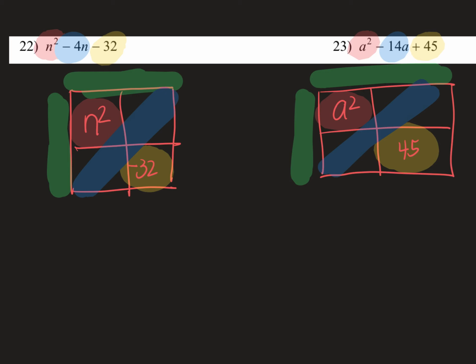And then factors of 32: 1 times 32, 2 times 16, 4 times 8. And when I look at this, I believe these are the two that are going to work, but I've got to get negative. So anyway, let's do the n first. N times n is n squared. What times what gives me a squared? A times a gives me a squared.